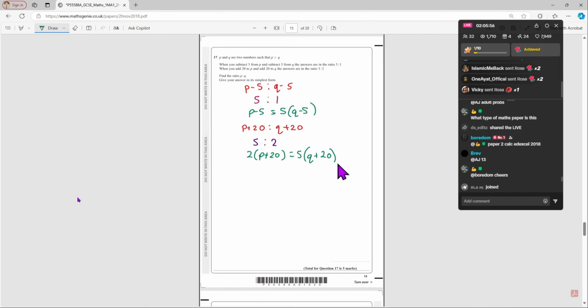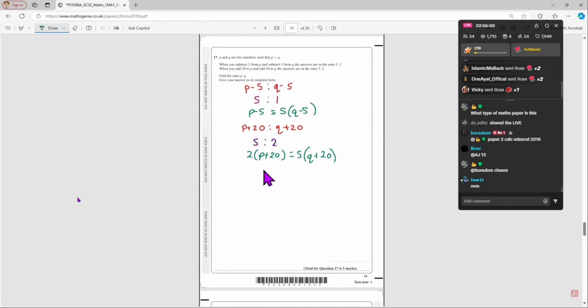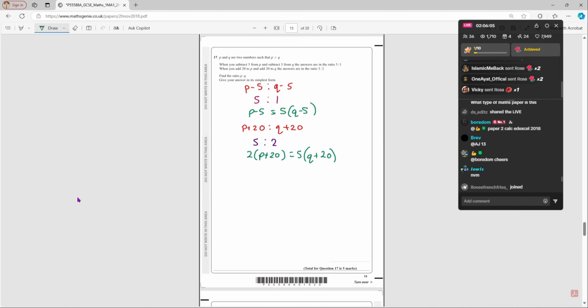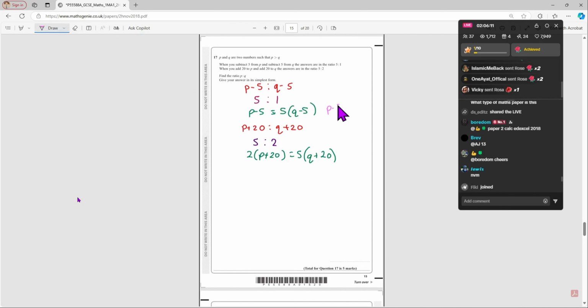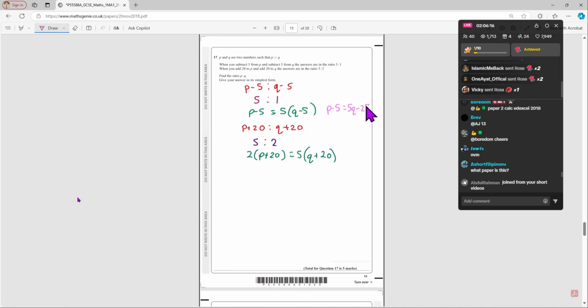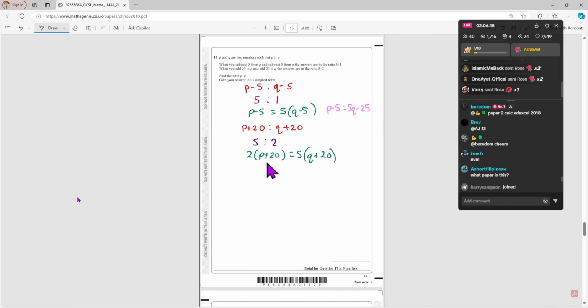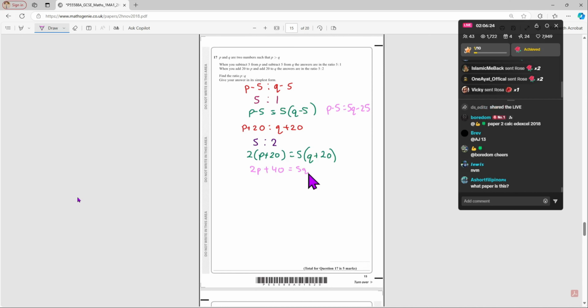Finally, we know that we're going to have to expand them out. Let's quickly expand this one out. When you expand the first one, you would have P minus 5 is equal to 5Q minus 25. And for this one, we just have to do 2P plus 40 is equal to 5Q plus 100.